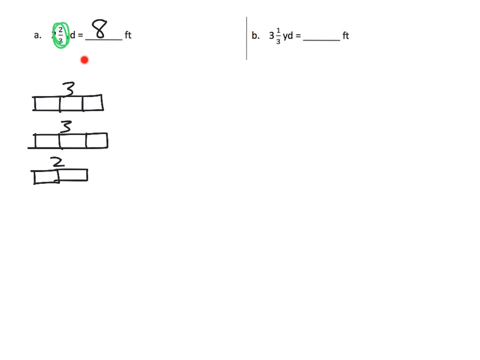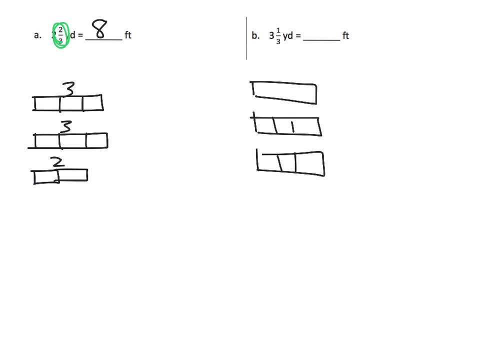Pretty straightforward right there. So now this problem is going to be the exact same concept. You're going to draw 3 yards. 1, 2, 3. Each one of those is cut up into 3 equal feet. And to get that extra third, you're just going to do, boom, a foot. And so that gives us 10 feet.